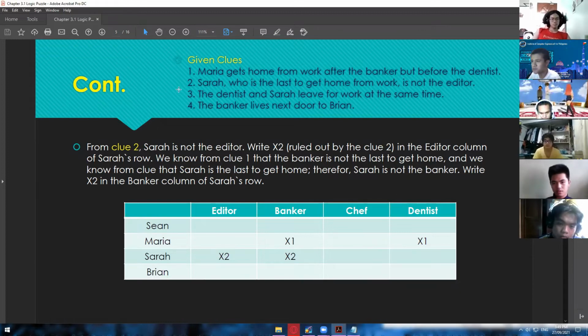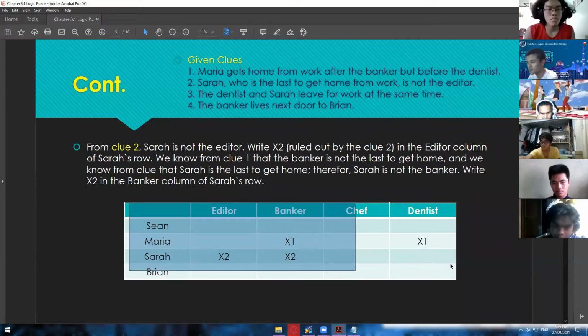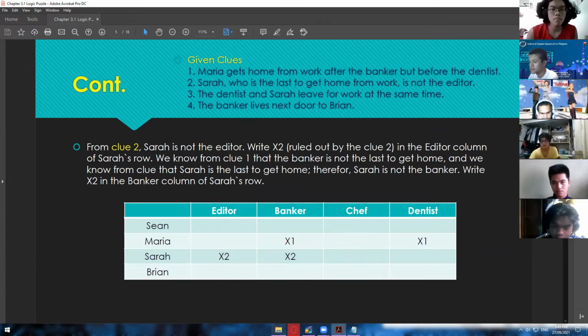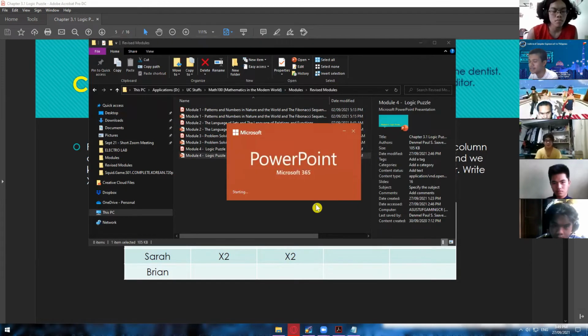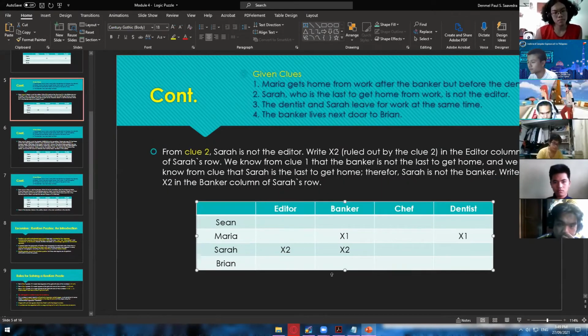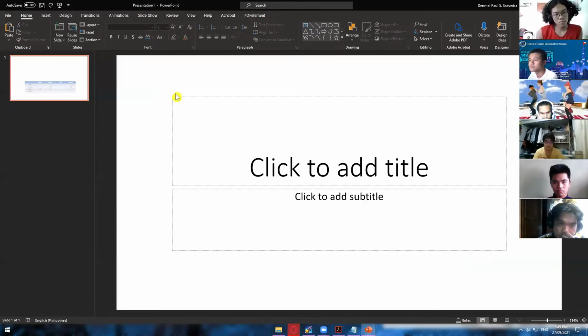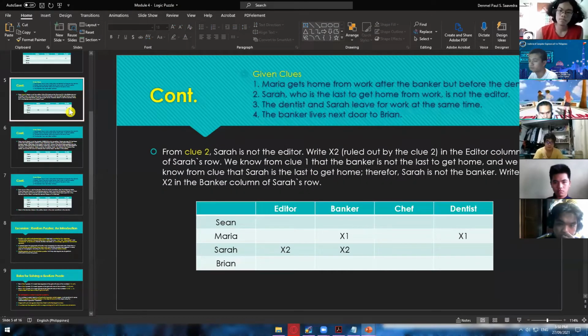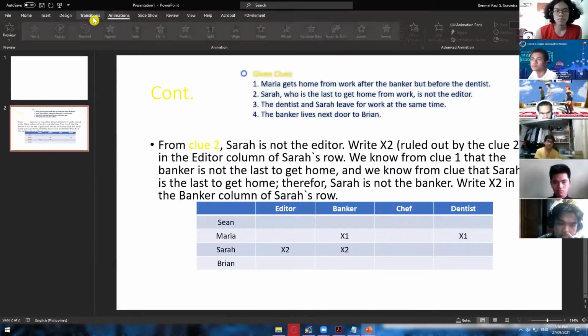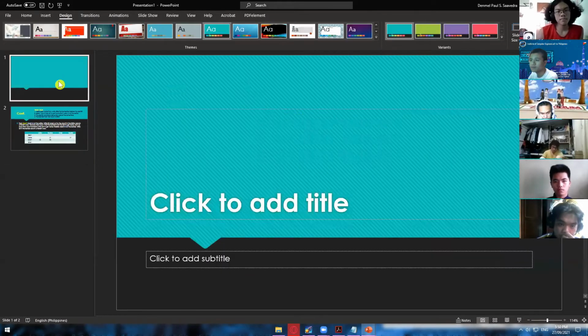All right, so I guess we can now move on to clue number 3. Clue number 3, the dentist and Sarah leave for work at the same time. So this one is quite hard to understand, so I will just use the previous one. Let me just get the one from the PowerPoint so that I can copy and paste this one and edit it at the same time. Okay, let me just get the design so we can have the same representation.